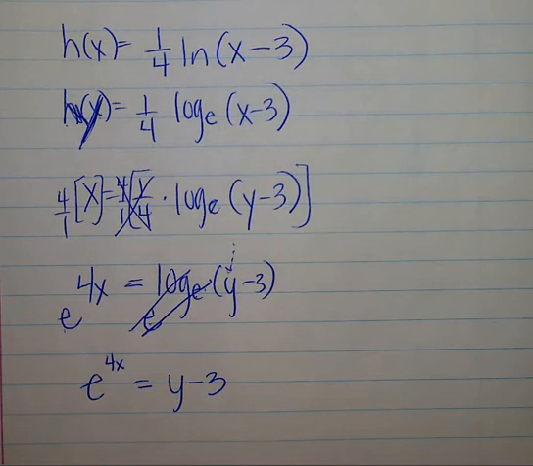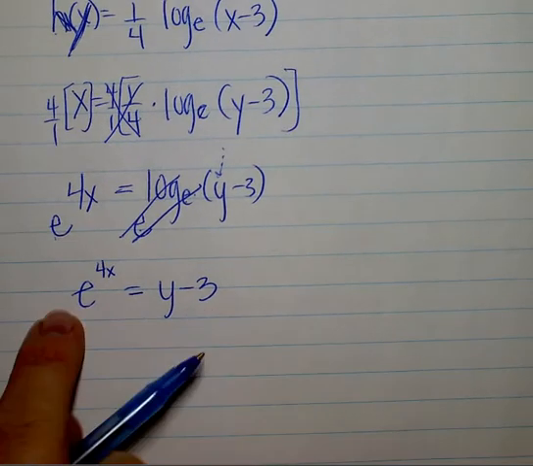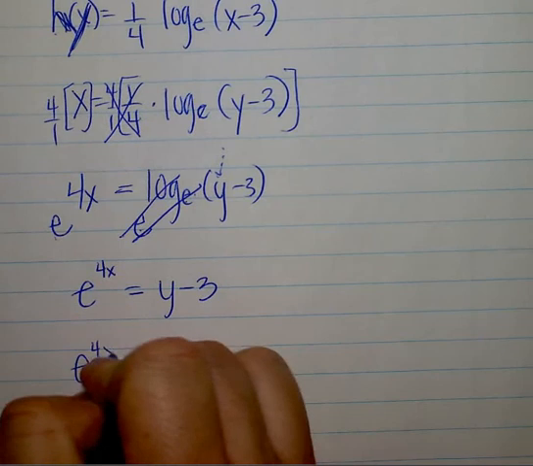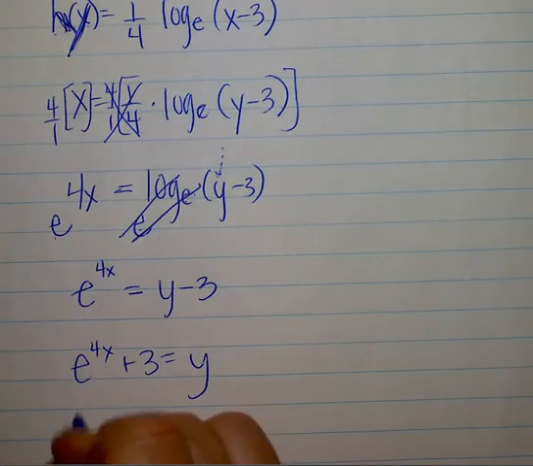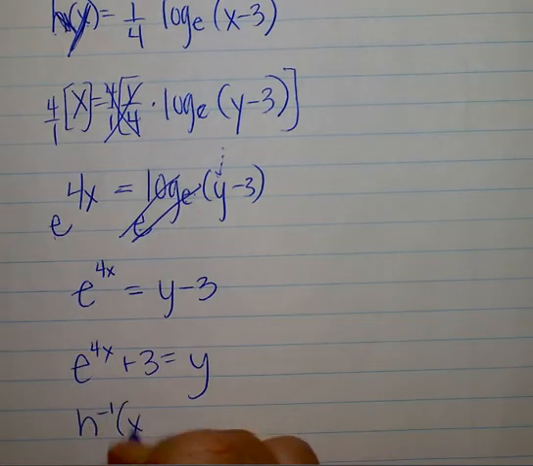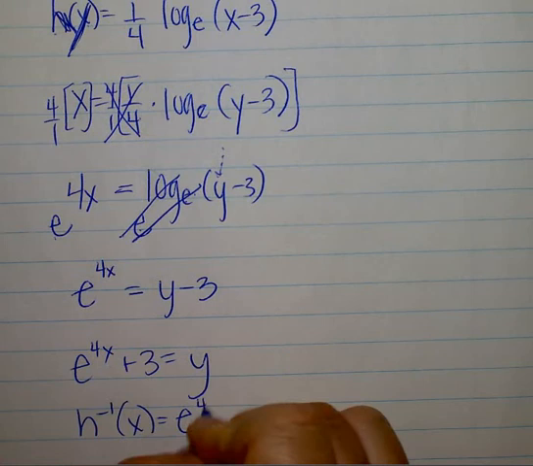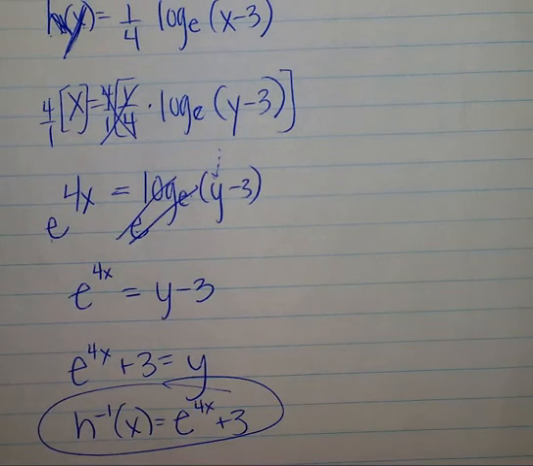Okay, last part, let's isolate the y by adding 3 to the opposite side. And this is my final answer, but go back to the original. It is an h of x problem, so the inverse of h is e raised to 4x plus 3. 1 through 5, your level of understanding so far. 1 through 5, being totally honest.